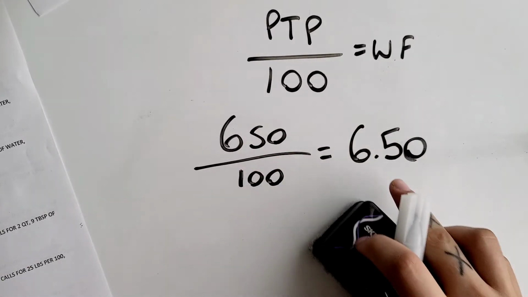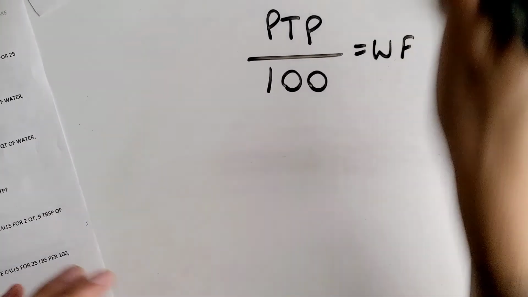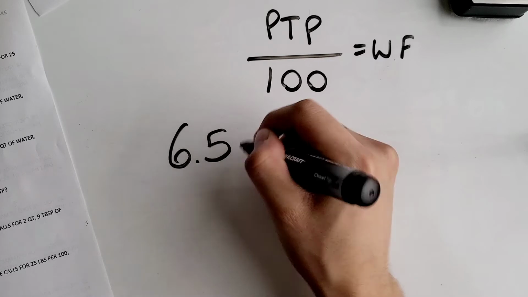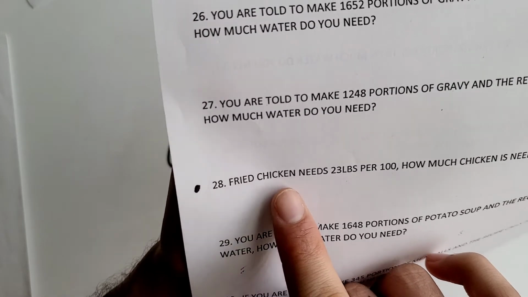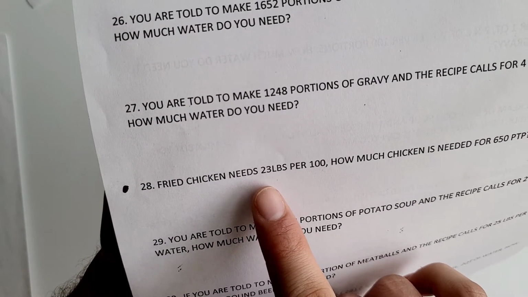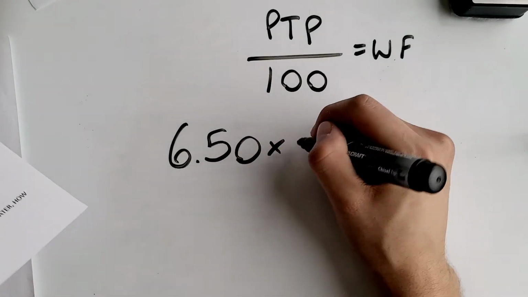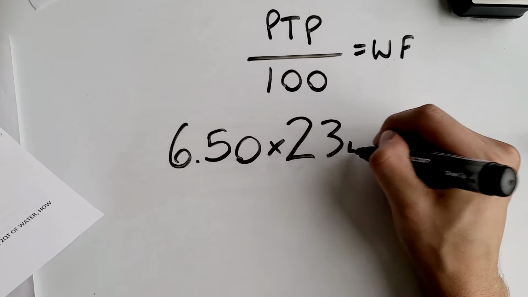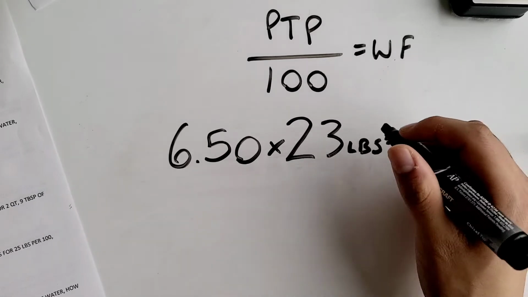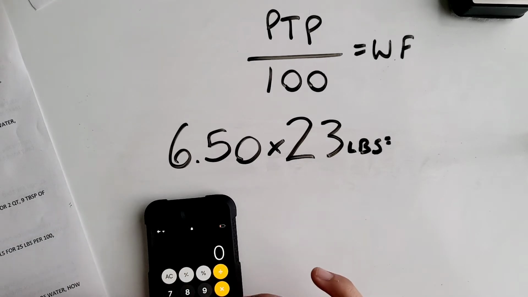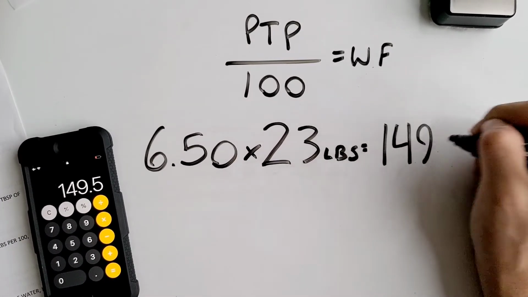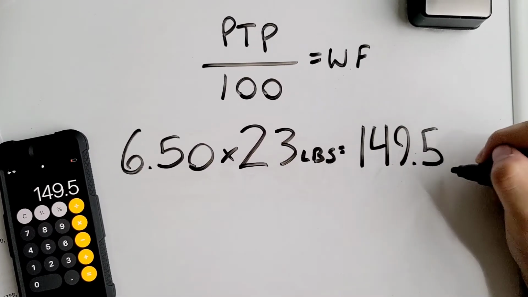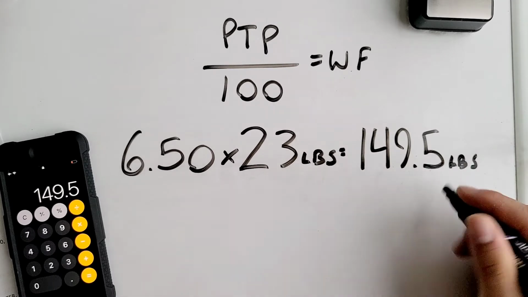So after you get your working factor, you have to multiply it by your ingredient, which in this case is your chicken. So you need 23 pounds per 100, so that's the number you're gonna multiply it by. So that equals 6.50 times 23. So that's 149.5 pounds. So label all your things.